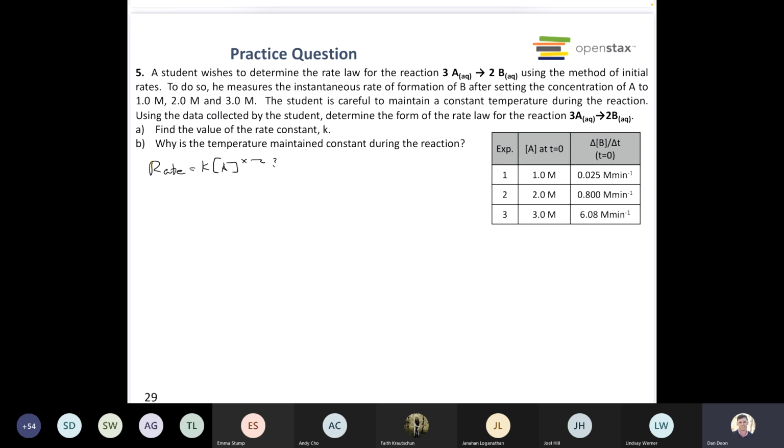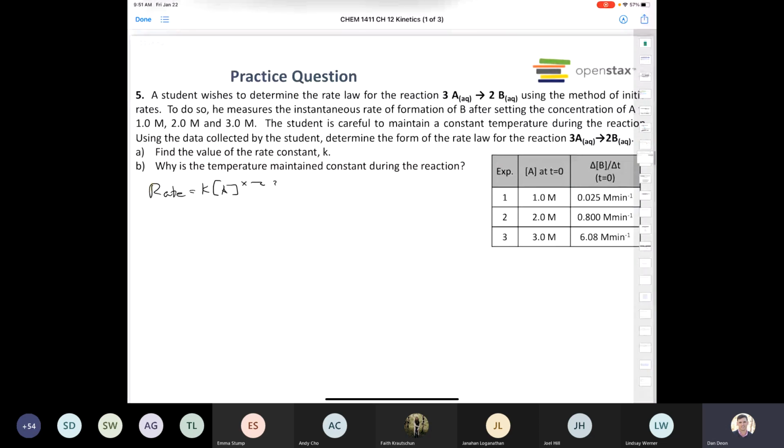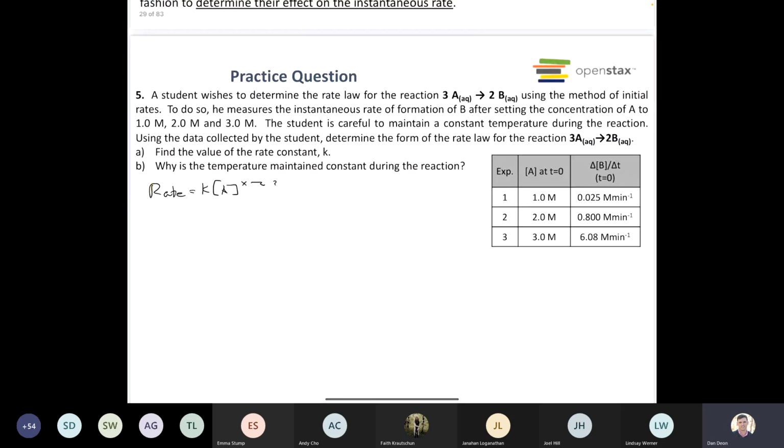To do so, he measures the instantaneous rate of formation of B. I've got to stop circling stuff so I can see the whole screen here. There we go. The instantaneous rate of formation of B, setting the concentration of A to 1, 2, and 3 molar respectively. This student is careful to keep the temperature constant during the whole reaction, and he gets this data. So it asks us to find the value of the rate constant K.